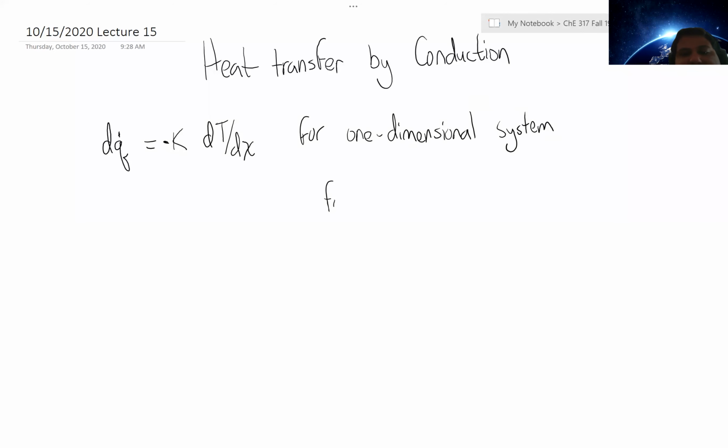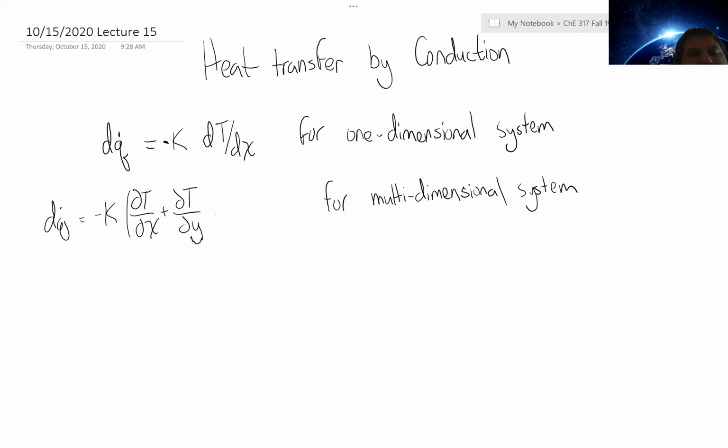For a multi-dimensional system, we have to consider the heat flux as some function, but now considering the partial derivatives in the x, y, and z planes, which we can simply summarize as the thermal conductivity times the gradient of temperature for each plane.